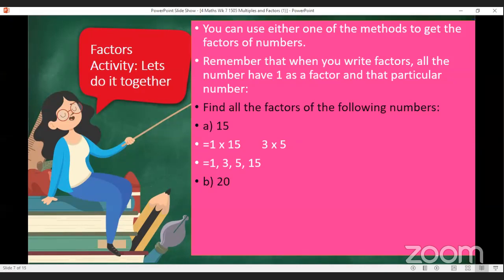So when we list them, Zoe gave us 1 times 20, 2 times 10, or 10 times 2. So this is the same thing. If you draw the arrows of combining your factor pairs, you'll see that you have already mentioned 1, and then 4 times 5, and when we list them from smallest to biggest, it's 1, 2, 4, 5, 10, and 20. You see, and then that's it.